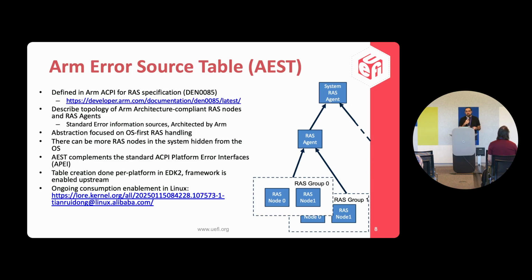So it's complementary to the APEI, the Platform Error Interface framework that we are all familiar with, the RAS ACPI framework. You can think of this as it allows OS kernel-first handling of RAS, right? Because you're giving the OS a discovery of the different RAS agents and the RAS nodes that exist within those agents. While maybe the APEI framework is more geared towards the firmware-first handling of error, but the two work hand in hand. This is also done in EDK2 on a platform by platform basis.